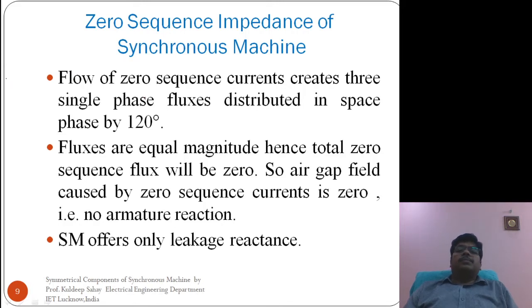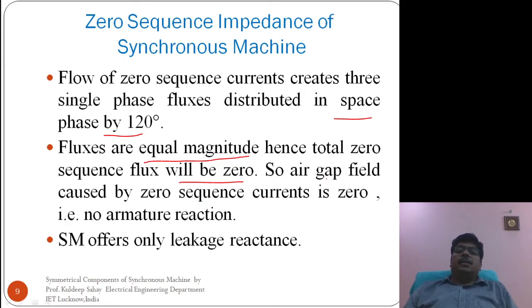Here the flow of zero sequence current creates three phase fluxes distributed in space by 120 degrees, and these fluxes are of equal magnitude. Because these are distributed in space by 120 degrees, the total zero sequence flux will be zero.